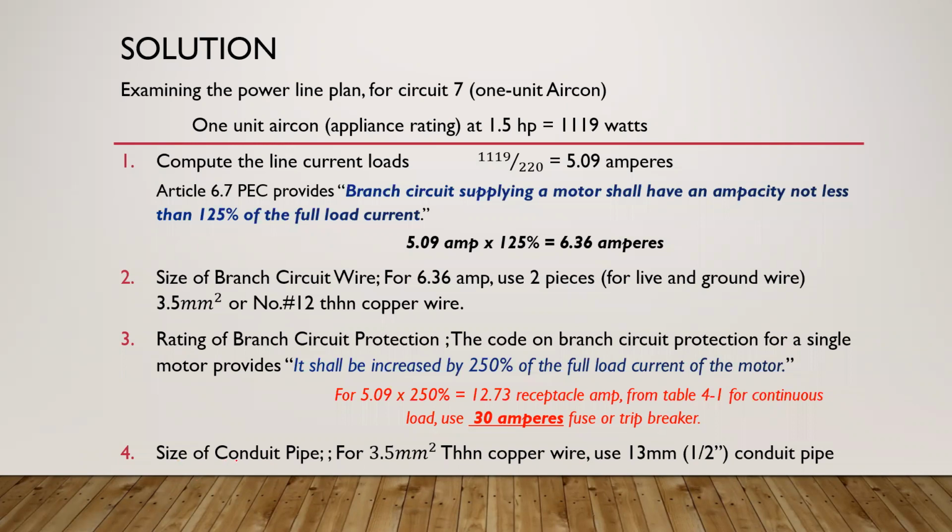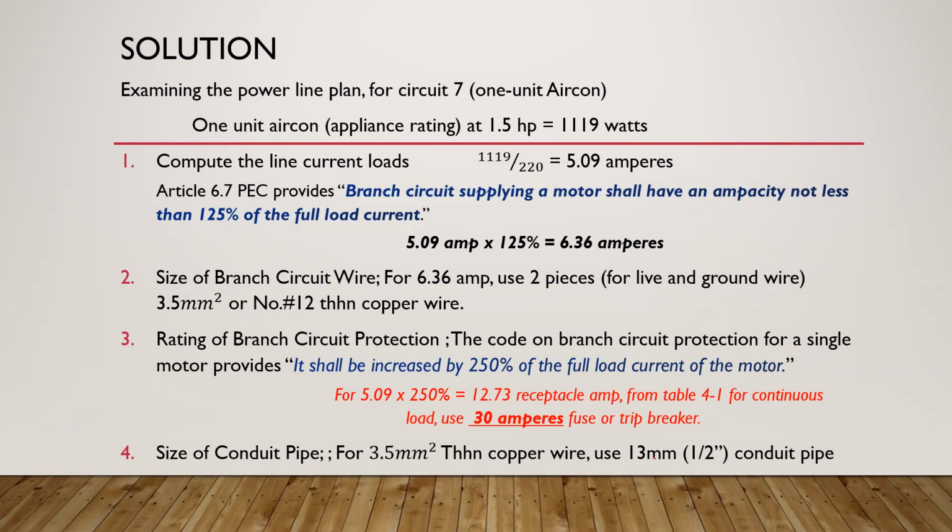And then next is the size of our conduit pipe. We have 3.5 or number 12 copper conductor wire. Then it is safely accommodated in a 13 mm or 1/2 inch diameter conduit pipe.